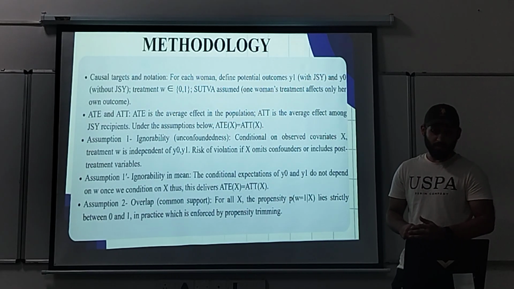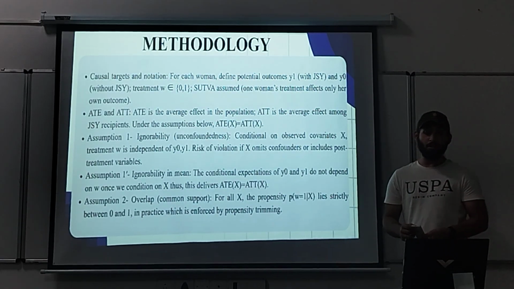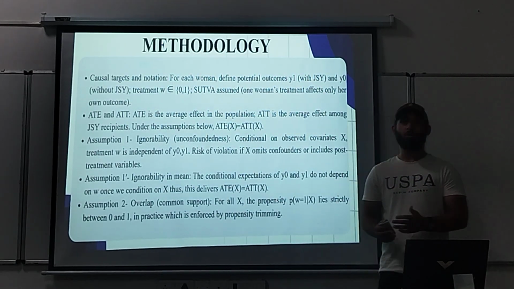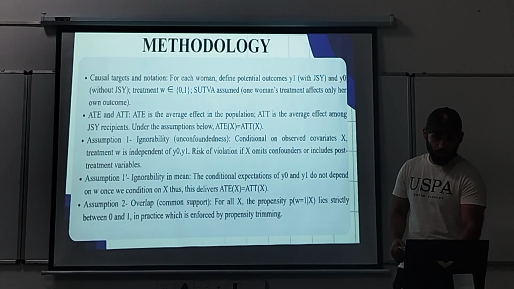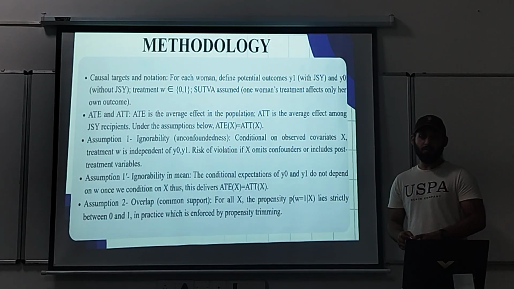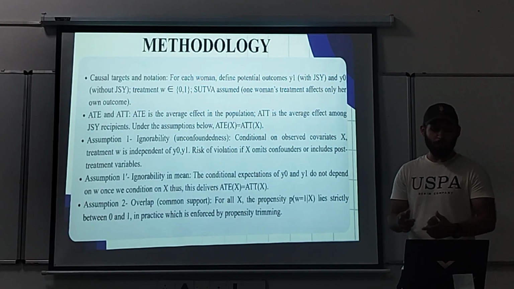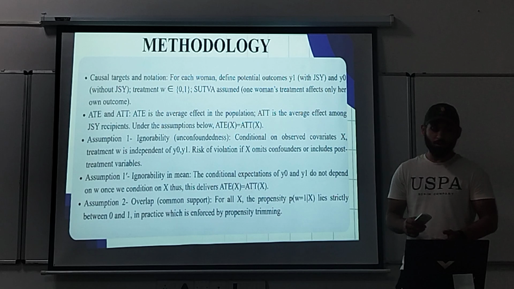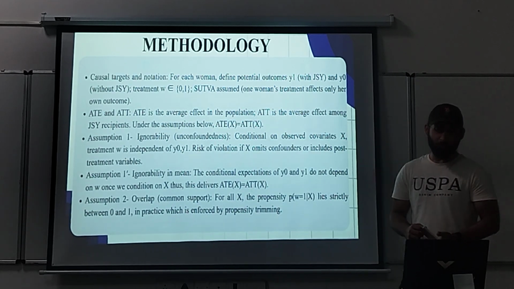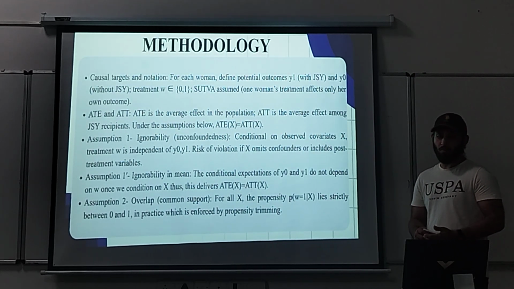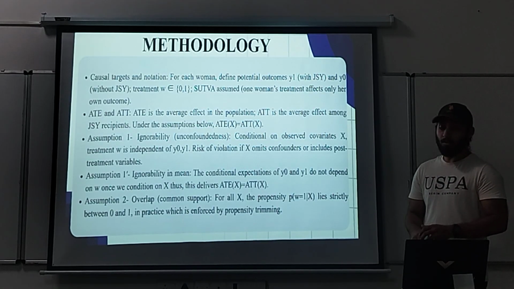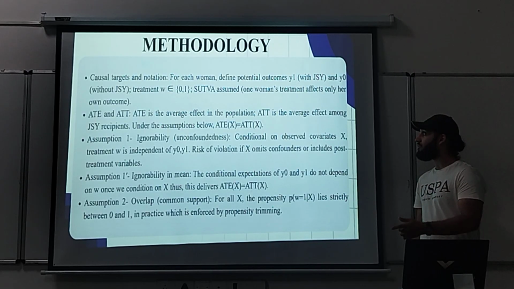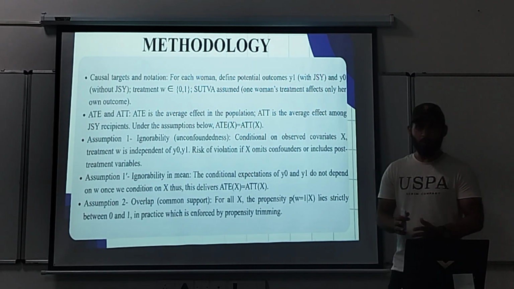We assume the stable unit treatment value assumption, meaning that one woman's treatment only affects her own outcome and does not affect the outcomes of the others. We discuss the average treatment effect, that is the average effect of the program in the population, against the average treatment effect on the treated, which is the average effect of the program among GSY recipients. Under the assumptions we will cover, we assume that the average treatment effect for covariates would be equal to the average treatment effect on the treated for the same covariates.